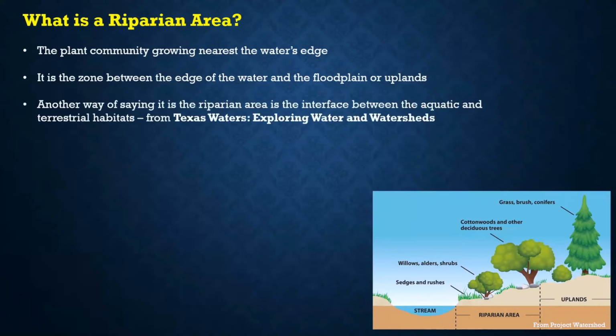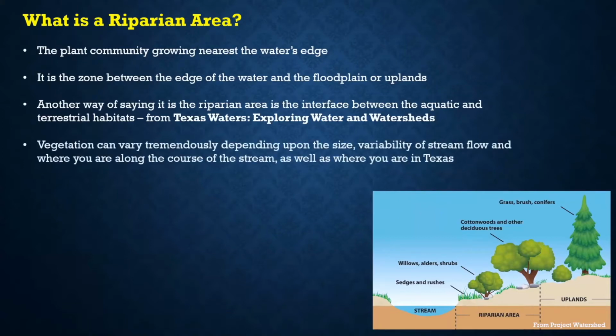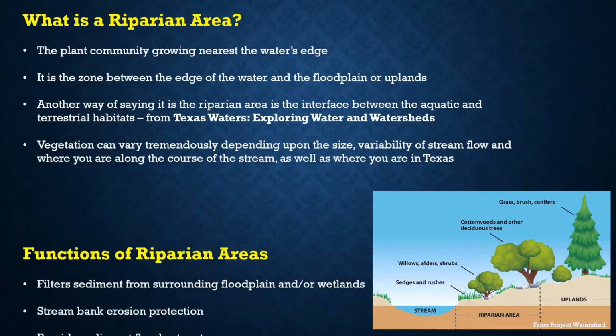And from Texas Waters, exploring water and watersheds, a riparian area is the interface between the aquatic and the terrestrial habitats. So it's a pretty nice definition. Vegetation can vary tremendously depending upon the size, variability of stream flow, and where you are along the course of the stream, whether you're a class 1, 2, 3, and so forth. And of course, as I mentioned earlier, because of the great diversity we have in vegetation and ecosystems here in Texas, it depends on where you are.